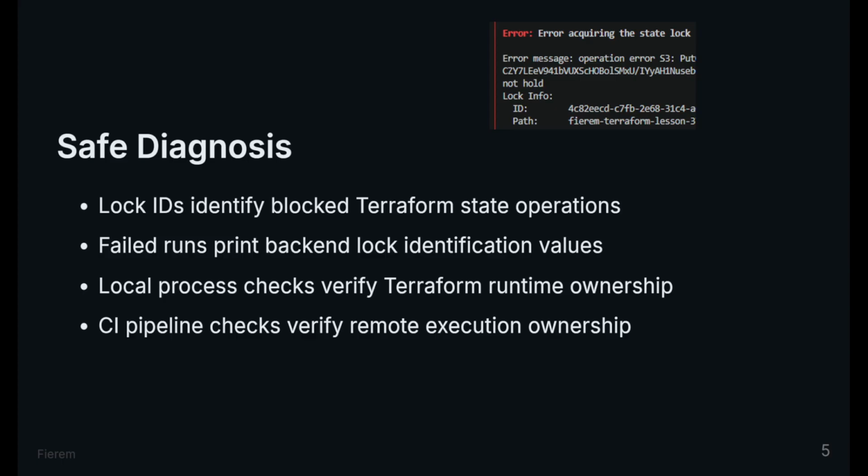The lock ID identifies the specific blocking operation. A failed run prints the lock ID for recovery. Process checks prove whether Terraform still runs locally. Pipeline checks prove whether CI still owns the operation.